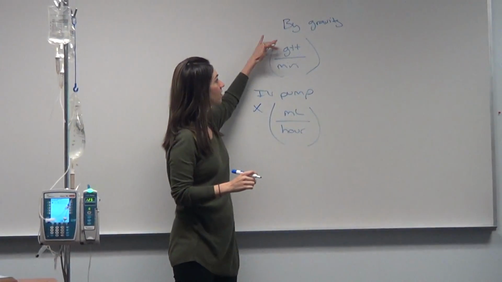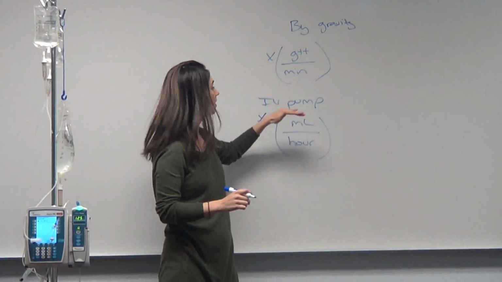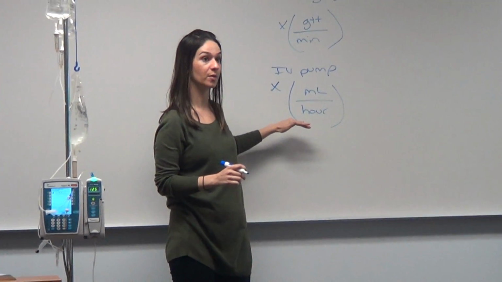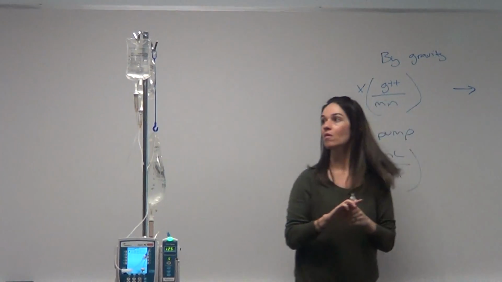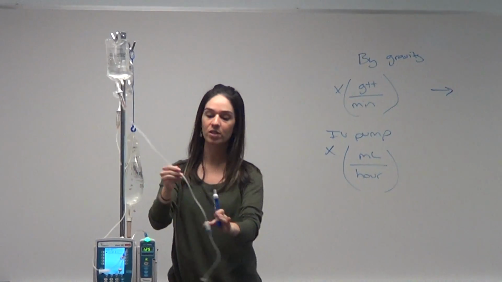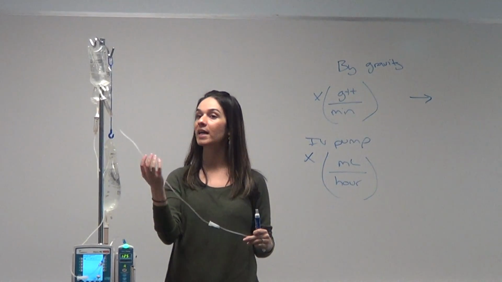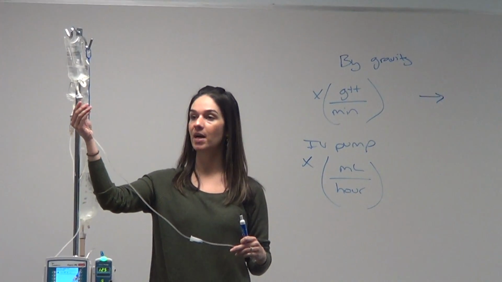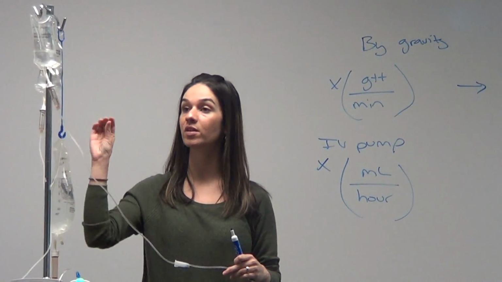When you set your dimensional analysis up, GTT better always be on top, minutes better always be on the bottom. For your pump, mLs better be on top, hours better be on the bottom, okay? Something we have to talk about by gravity. So we don't have a pump, but what you need to understand is we have a lot of different tubing. So we have micro drips versus macro drips. So macro drips, does macro mean larger? Yes.